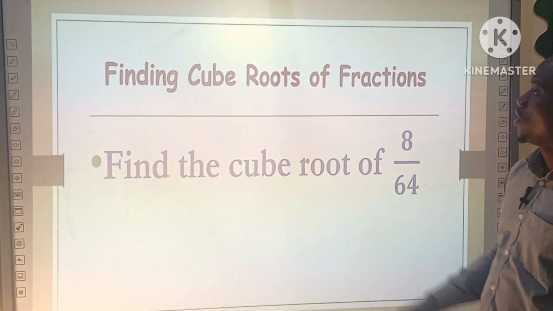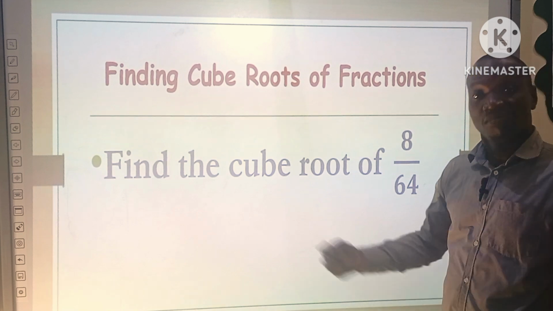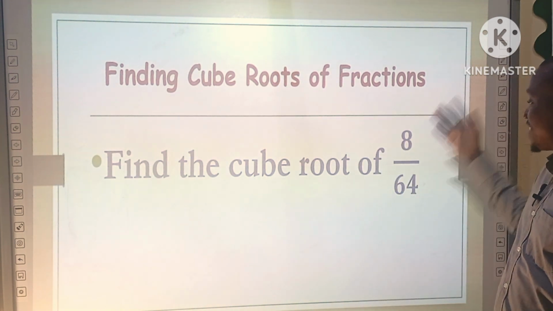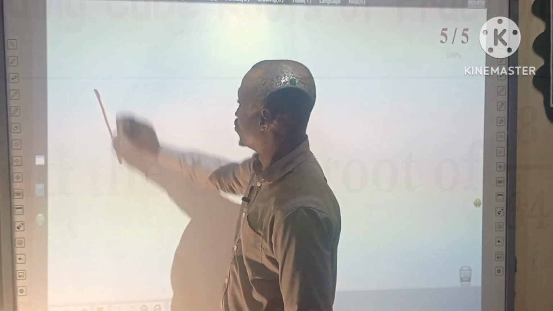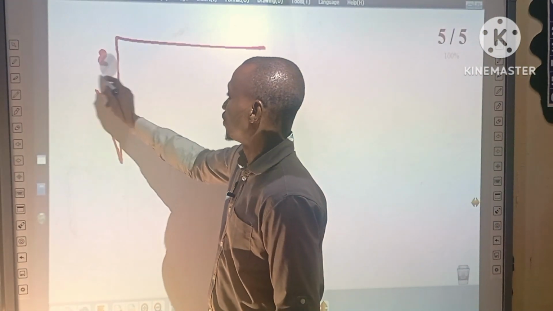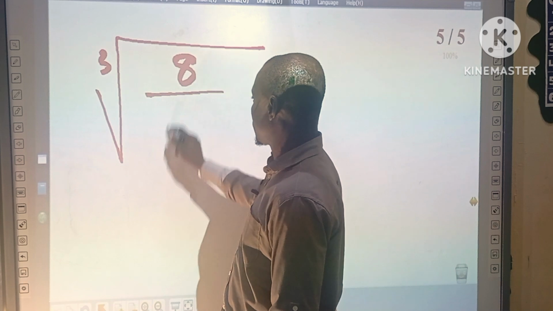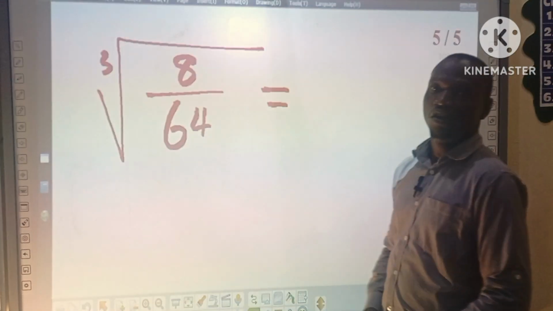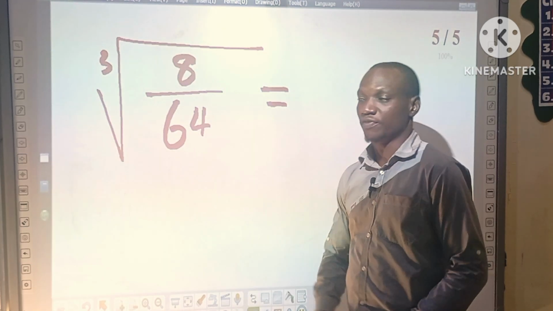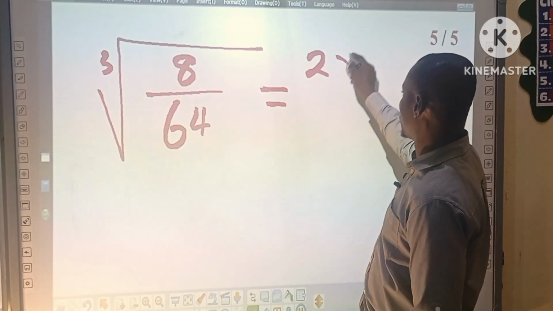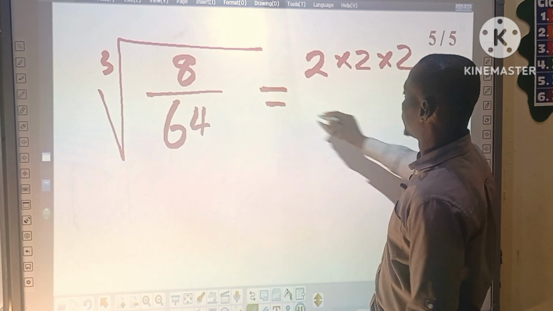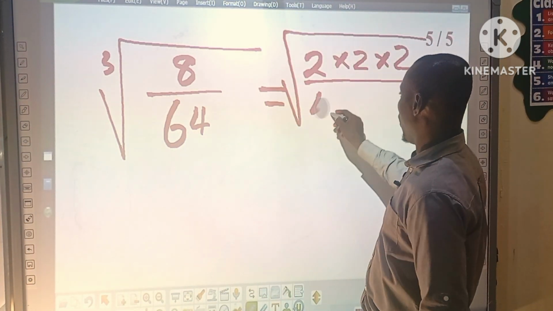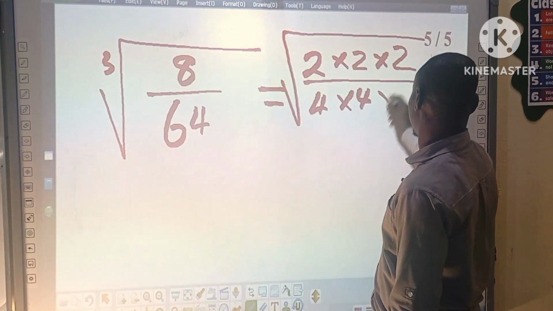Now let's take another question for today. In this question, we're finding the cube root of a fraction. Easy. Cube root of a fraction, and the fraction that was given to us today is 8 over 64. Cube root of 8 over 64. As we said before, we simply look for the cube root of the individual numbers. For the numerator, we have 2 times 2 times 2. For the denominator, we have 4 times 4 times 4.